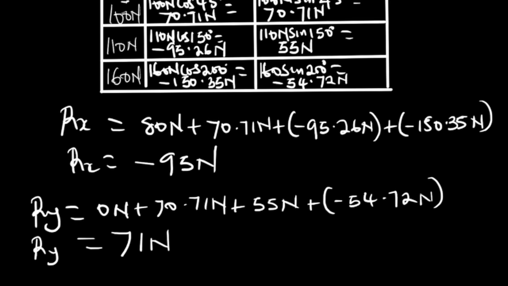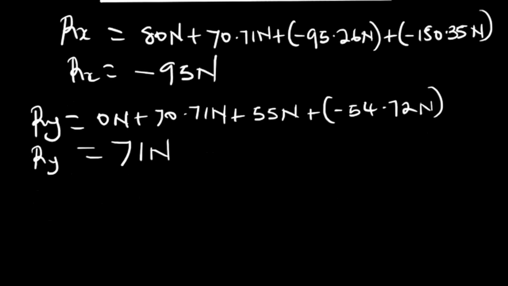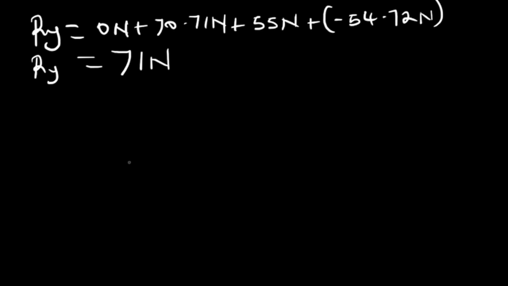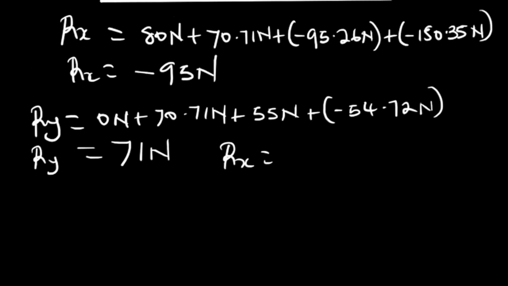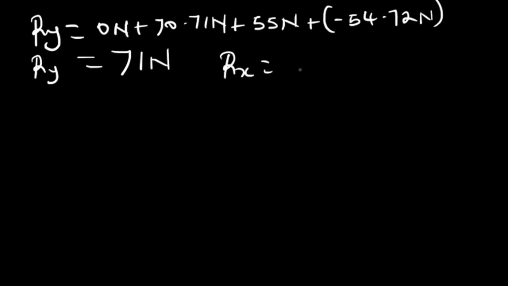What do we now do with this information? Remember they said we should find the magnitude, right? Now we're going to find the magnitude using a formula I'm going to show you. So our R sub x is equal to negative 95 newtons, and then our R sub y is equal to 71 newtons. Now we're going to find the magnitude.